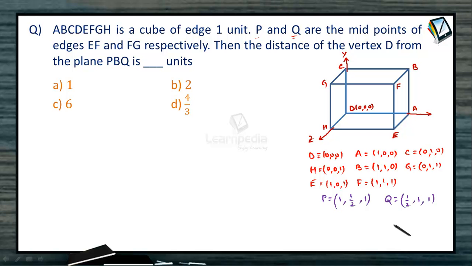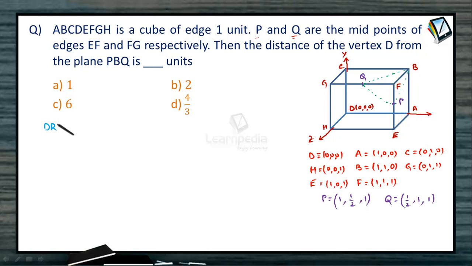Now what do we require? We need the distance of D, that is origin, from the plane passing through P, which is the midpoint of EF, and Q, which is the midpoint of GF. So the plane which passes through B, Q and P, this triangular plane's distance from origin is the requirement. So before we proceed to find the distance of D from this plane, what we need is the equation of the plane passing through P, B and Q, right? How do we get the equation of the plane passing through P, B, Q?